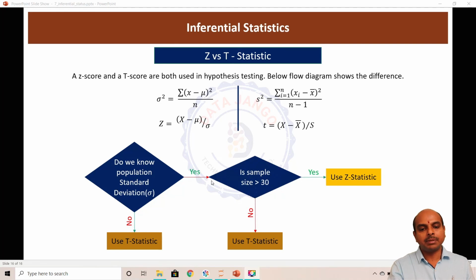Even though you know the population standard deviation, if the sample size is not greater than 30, then also you go with T score.